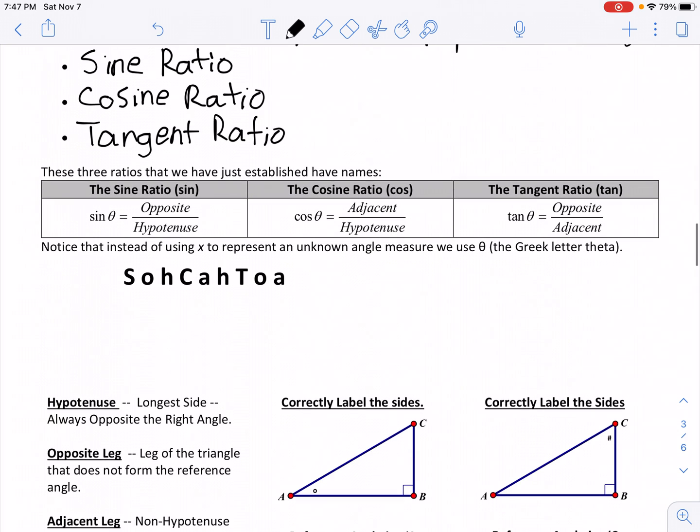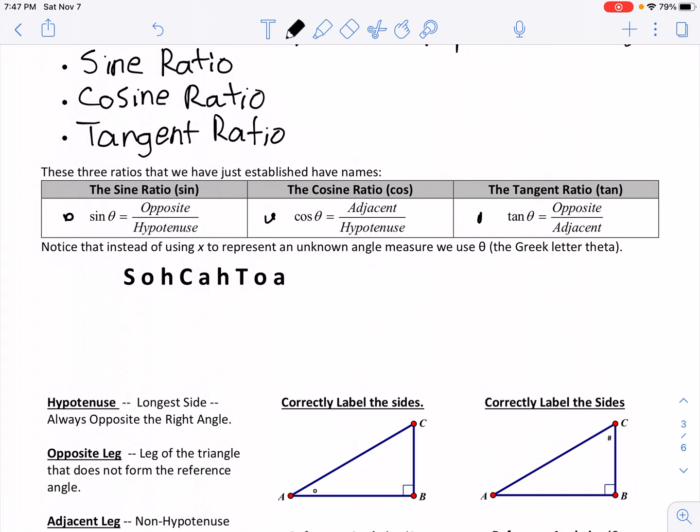Okay, so this is what it is. The sine ratio is the opposite over the hypotenuse. The cosine ratio is the adjacent over the hypotenuse. And the tangent ratio is the opposite side divided by our adjacent side. So those are the ratios between the sides.